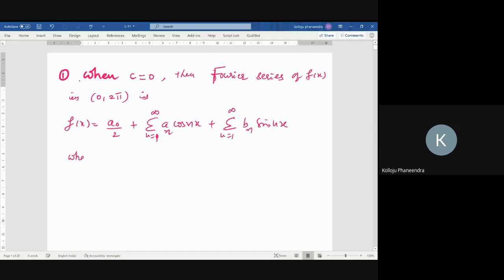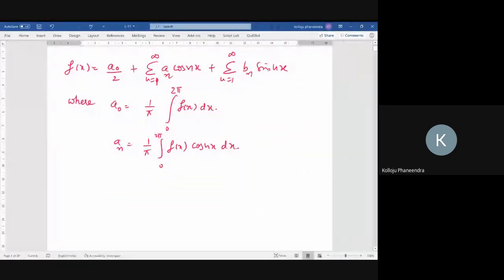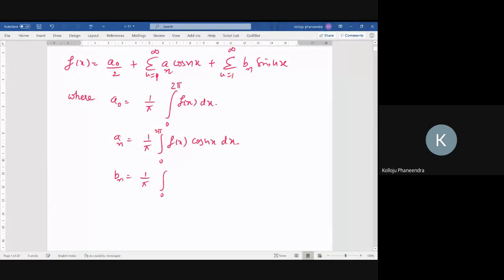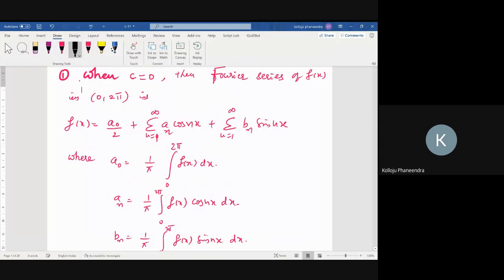This is the Fourier series general formula, where a naught value is 1 by pi, and when c equal to 0 the limits become 0 to 2 pi, f of x dx. This is a naught. Next, an value is 1 over pi integral 0 to 2 pi f of x into cos nx dx. Similarly, bn value is 1 over pi integral 0 to 2 pi f of x into sin nx dx. This is the Fourier series formula in the interval 0 to 2 pi.